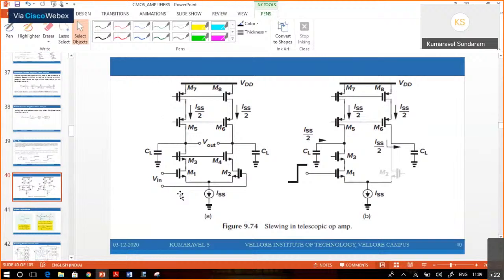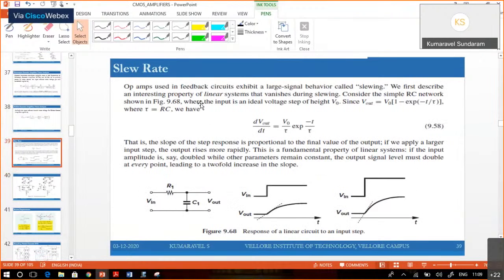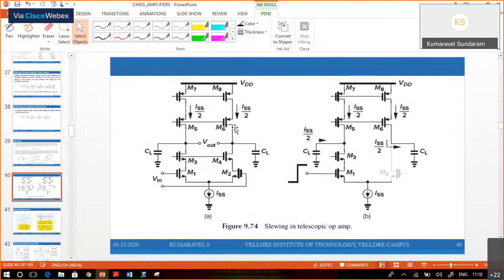Moreover, we should also know the slew rate. Since we are going for biomedical application, at low frequency the time constant can be more, so the current that is going to charge the output node can be very less. So ISS by 2 can be very less. At the output, we can have very less current, and it doesn't contribute to the GM. Whatever current M1 draws is going to contribute to the GM. So we can reduce the output current also.